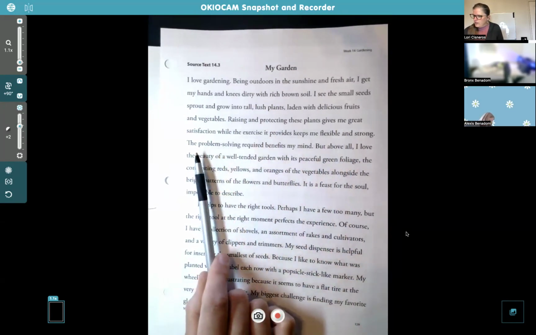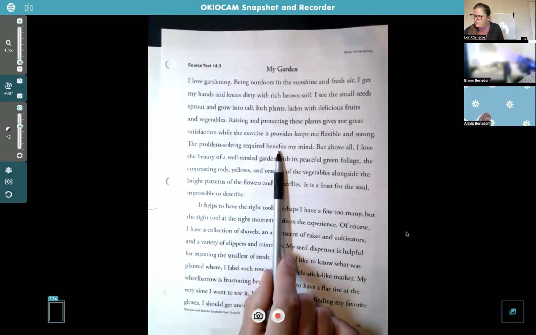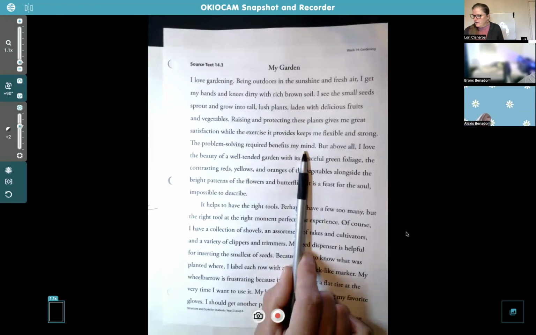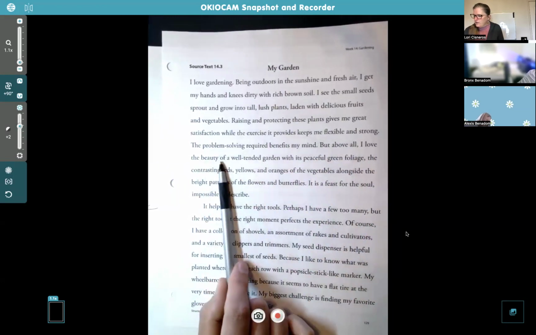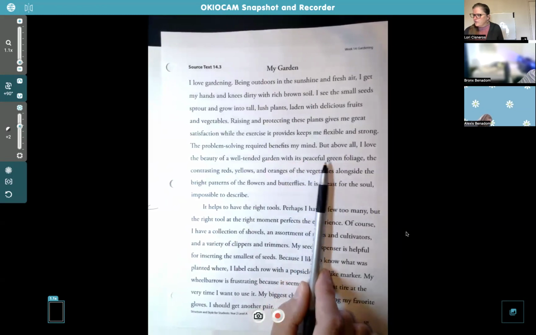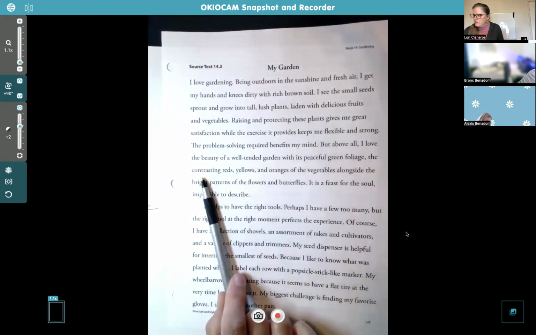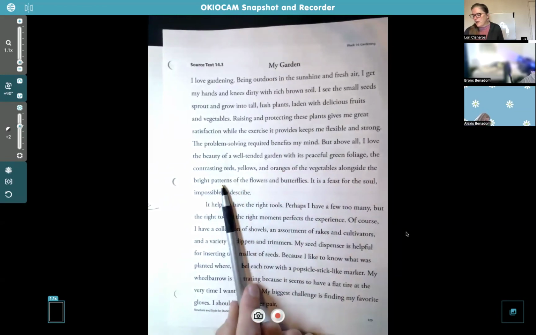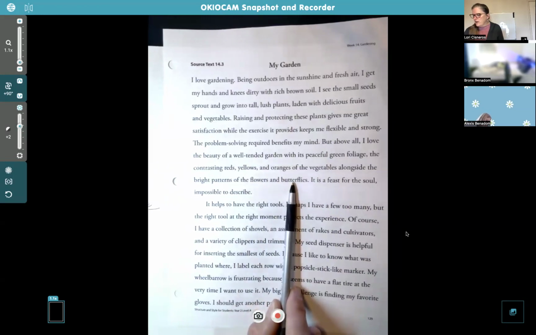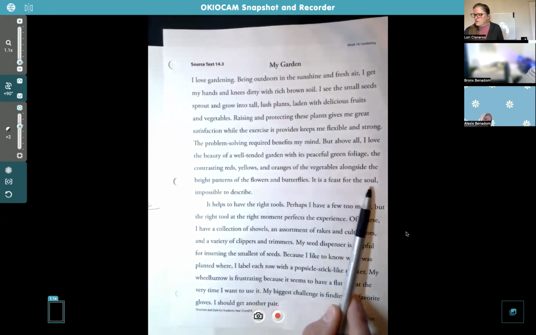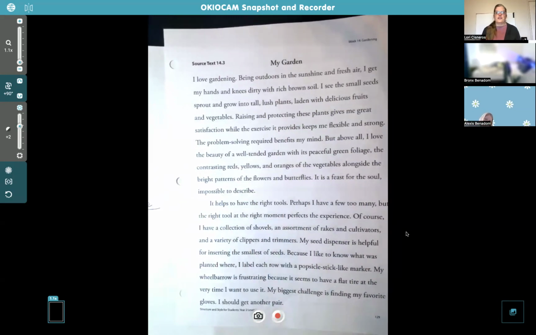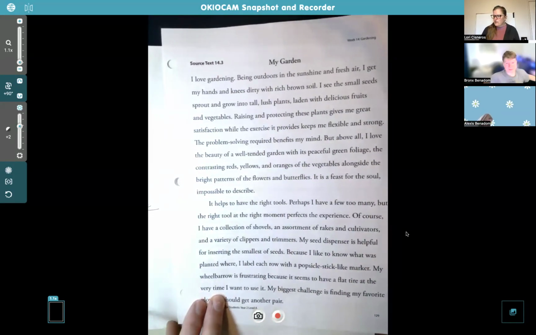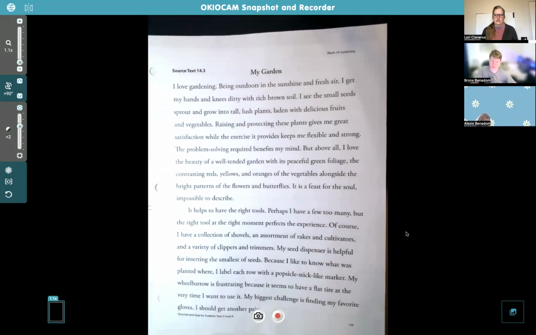Okay. The problem solving required benefits my mind. Above all, I love the beauty of a well-tended garden and its peaceful green foliage. The contrasting reds, yellows, and oranges of the vegetables alongside the bright colors or bright patterns of the flowers, and butterflies. It is a feast for the soul, impossible to describe. Okay, so basically they're saying one of the benefits of gardening is just the enjoyment of it, which is true, just seeing the colors and being in the dirt and all that.